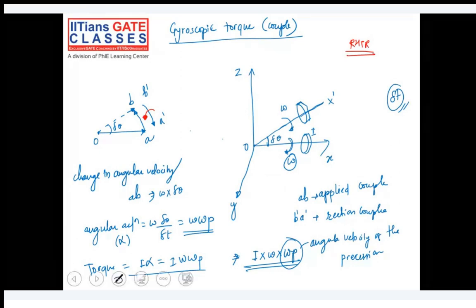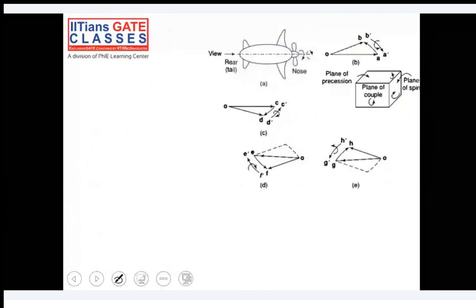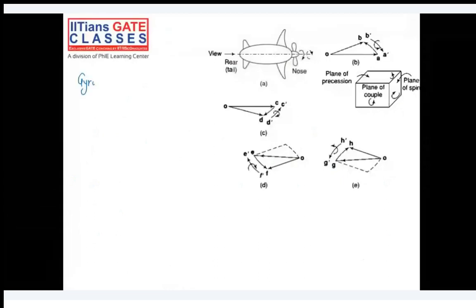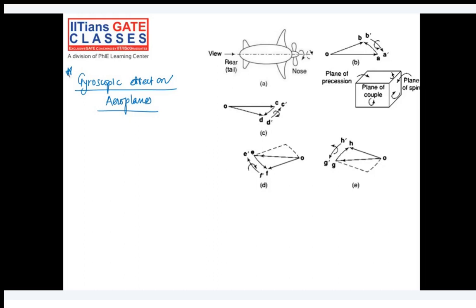So let's try to understand this phenomenon now in aeroplanes. Gyroscopic effect on aeroplanes. We have first figure number A. What does it show? It shows an aeroplane, and we are looking at the aeroplane from the rear end, which is the tail, and on the front side we have the nose of the aeroplane, on which we can clearly see the propeller, which is rotating in the clockwise direction first. Let's say OA here is some angular momentum vector due to the angular velocity. Let's assume this.